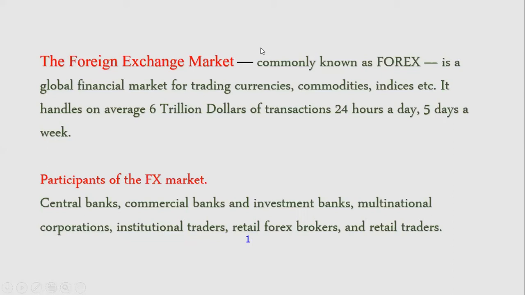Most of us know about the foreign exchange market. Forex is short for foreign exchange. It's a global financial market for trading currencies, commodities, indices, etc. It handles on average $6 trillion of transactions 24 hours a day, 5 days a week. The Forex market is traded by central banks. It's a central exchange of currencies in the world.